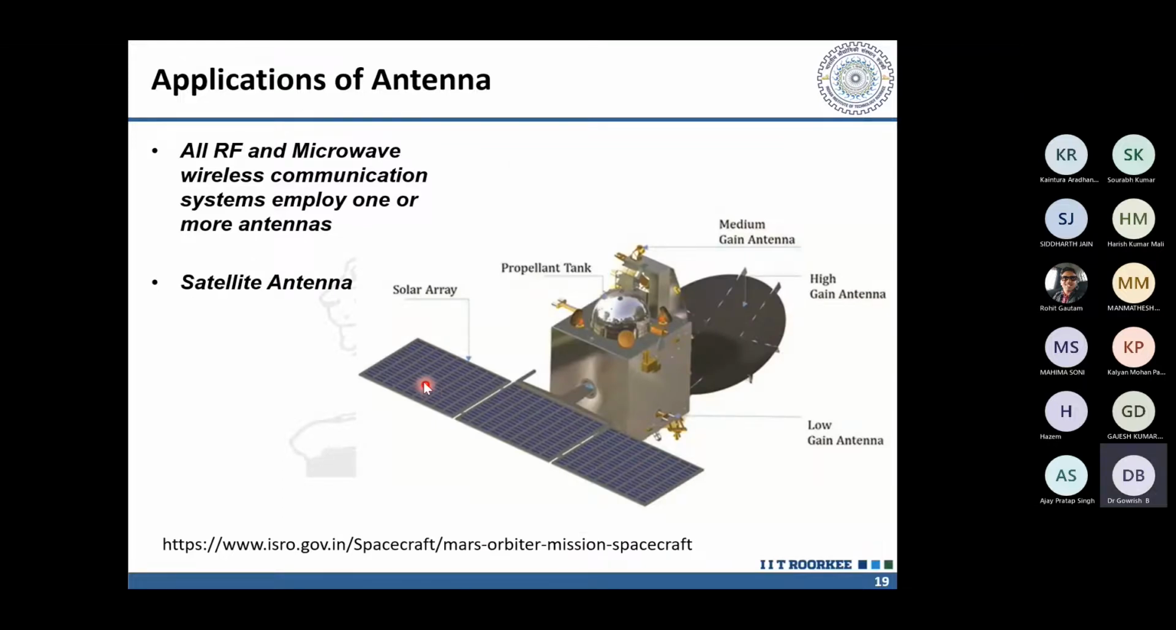And finally, the satellites themselves use various types of antennas. For example, there are three antennas used in the Mars Orbiter Mission. There is a high gain antenna, with very narrow beamwidth, used for data communication. There is a low gain antenna shown here, probably a quadrifilar helix antenna, used for telemetry, telecom, and health parameters, basically to control the satellite and know its health. You also have a medium gain antenna, most probably a patch antenna. So there is more than one antenna used in satellites themselves.